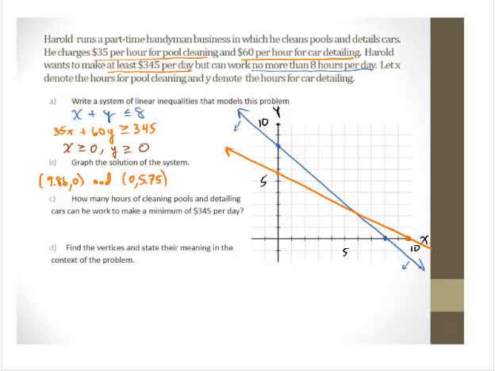Now, he wants to earn more than that amount. Right, so that solid line is exactly $345. He wants to earn more than $345, so we should be shading above that orange line. We also have the stipulation that x must be greater than or equal to 0 and y must be greater than or equal to 0, so that means we should only be shading in the first quadrant. So we are shading to the right of the y-axis and above the x-axis.